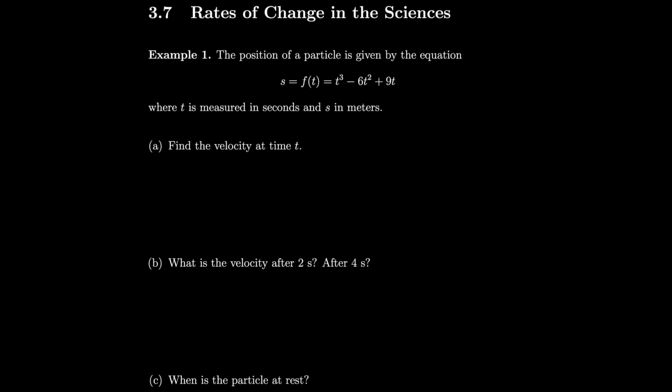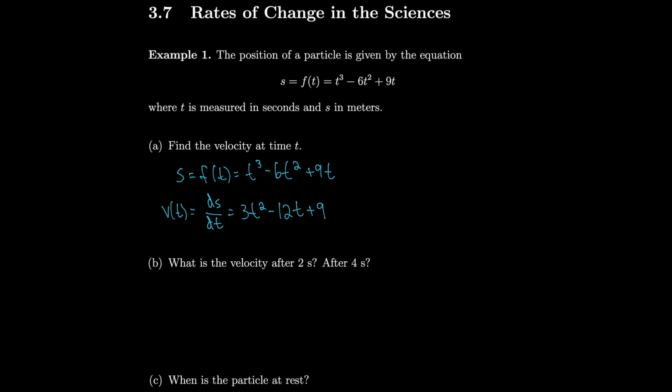Well, velocity is going to be the derivative of our position function. So our position function is s equals f of t, which is t cubed minus 6t squared plus 9t. So we need to take the derivative of that. So we're taking ds/dt. And by the power rule, that's 3t squared minus 12t plus 9.